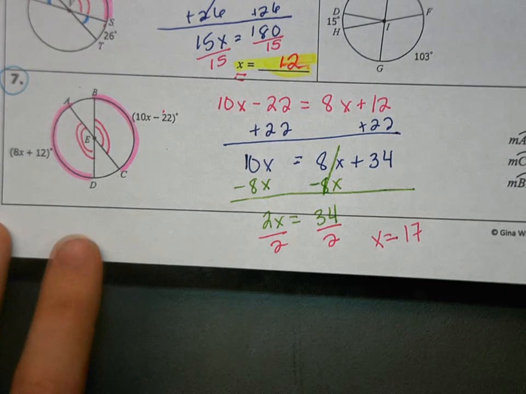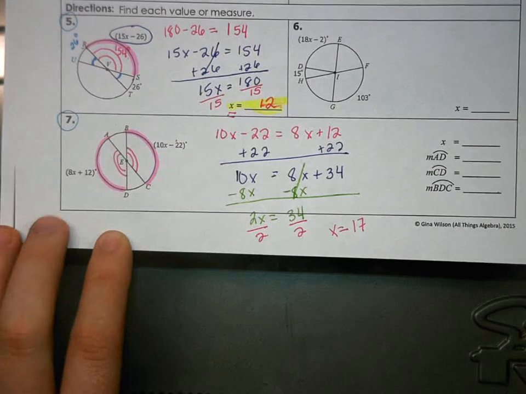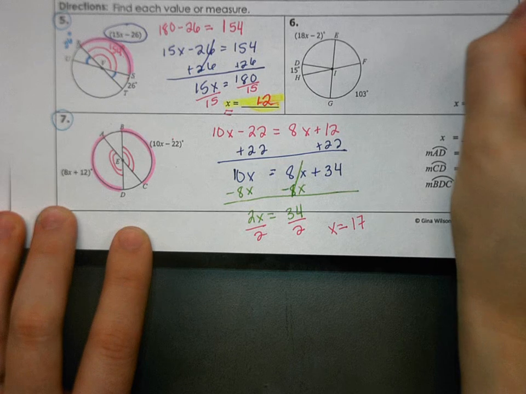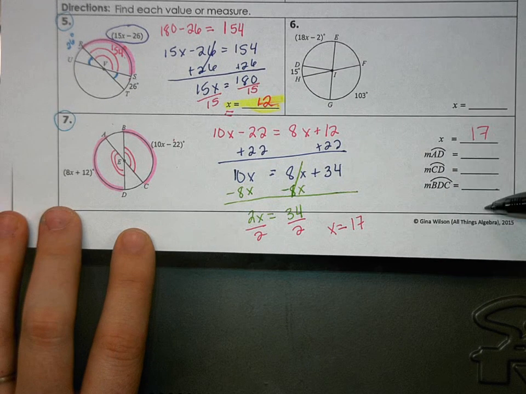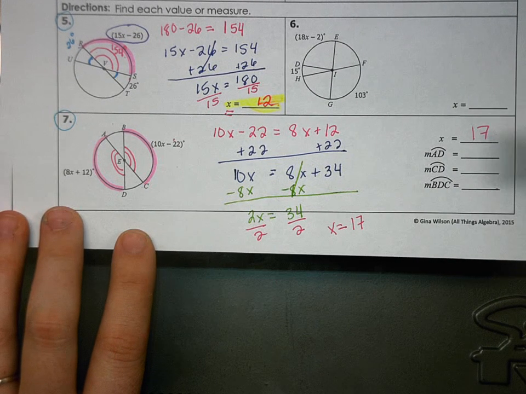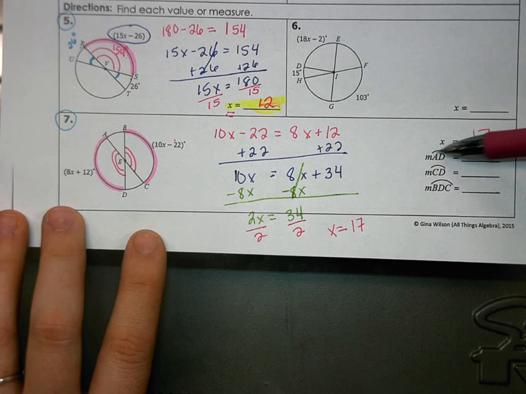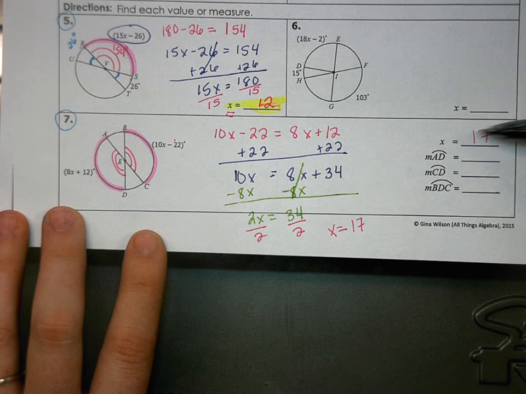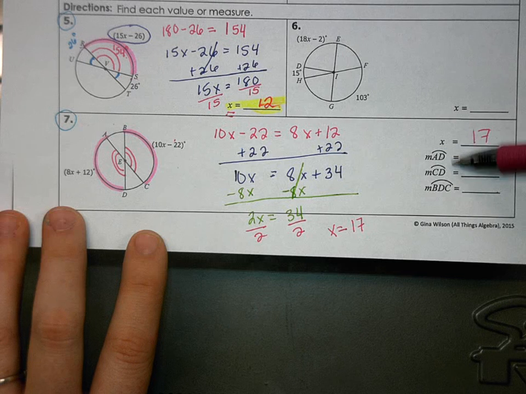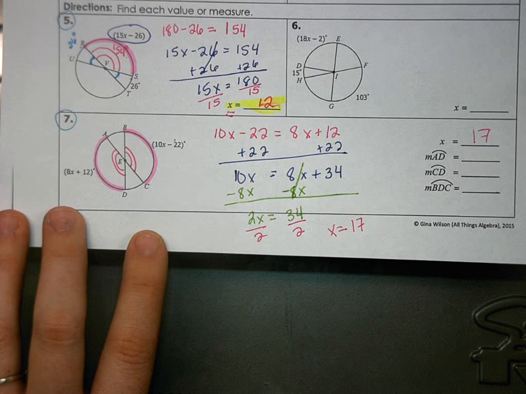All right, so I'm going to zoom out a little bit. X is equal to 17, but we also have these other blanks to fill in. You need to be careful on your mini test because some of them will ask you for the variable and some of them will ask you for the arc measure. Please make sure you know what it's asking you.